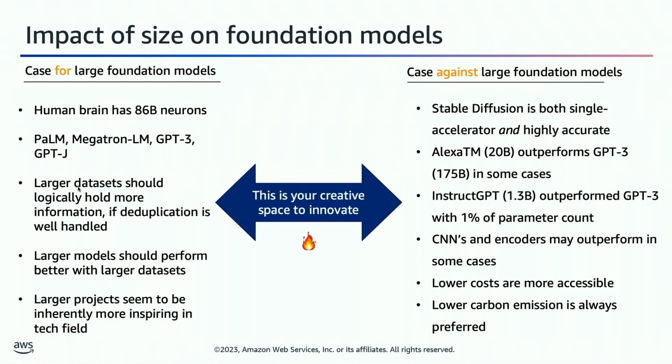Also, logically, you would think that a larger data set should just have more information. As long as I'm not just copying the same thing, if I have multiple terabytes of rich, diverse, non-duplicated records, then there should be more information in my data set. So just logically, a larger data set should be better. And as I have a larger data set, theoretically I should also have a larger model, in order to not overfit and to actually capture all of the information in my data set.